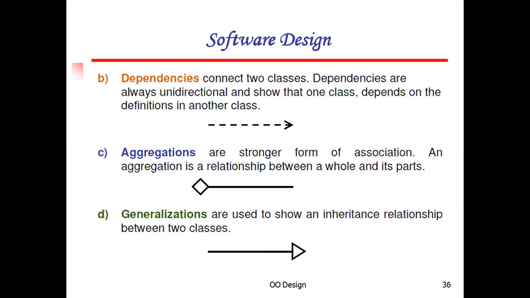Dependency connects two classes. Dependencies are always unidirectional and show that one class depends on the definitions in another class. Aggregation is a stronger form of association. An aggregation is a relationship between a whole and its parts. Next, generalization is used to show the inheritance relationship between two classes.